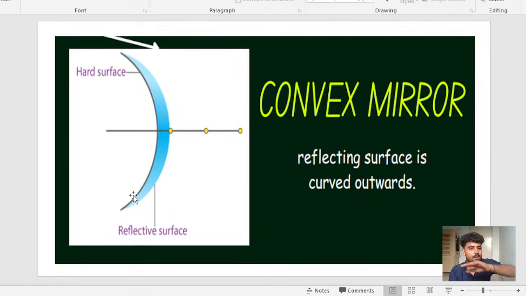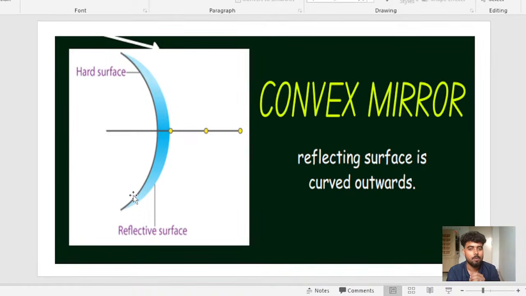When the mirror is curved outwards, it is a convex mirror. Don't make it too serious or too confusing. To be simple and clear, the mirror which is curved inwards is known as concave. Concave, curved inwards. Now, when the mirror is curved outwards, it is a convex mirror. The reflecting surface is curved outwards.